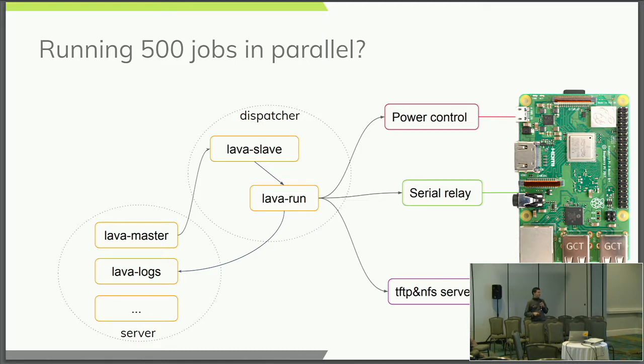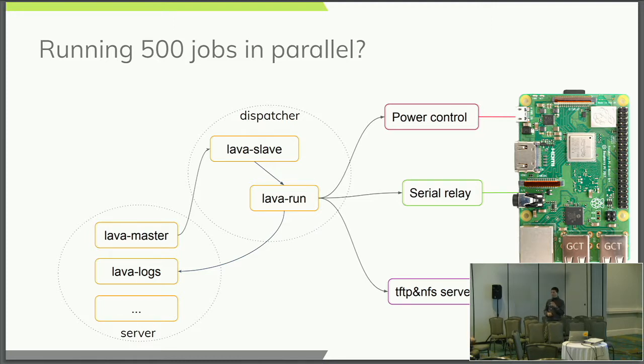On the dispatcher, we have Lava slaves that will, every time there is a new job, spawn a process, which is called Lava run. And this process is the one talking to a board. And this process, Lava run, is sending back the result to the Lava logs.